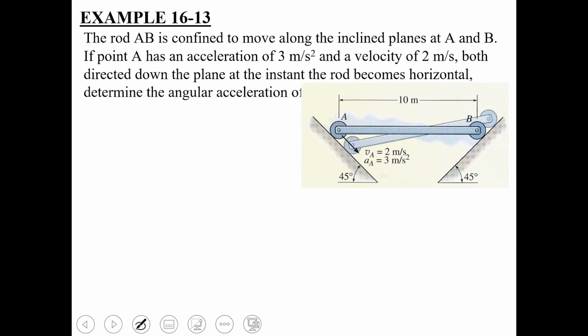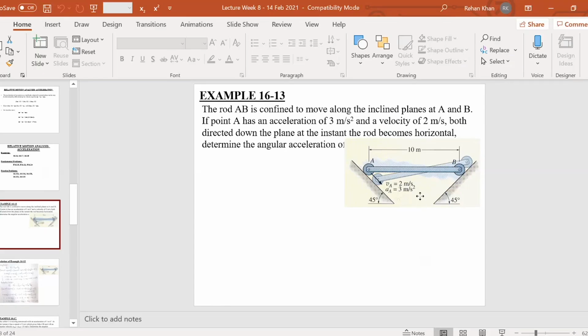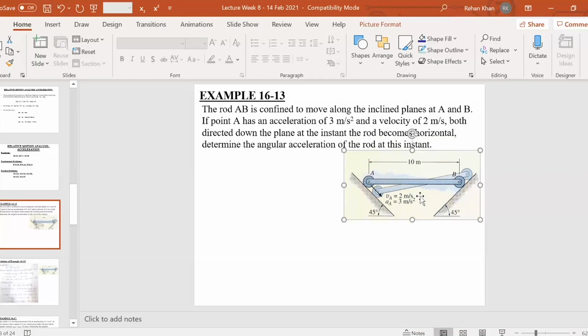Okay, starting with example 16-13. Can you see the figure of example 16-13? Yes. थोड़ा सा wording इसमें मिस हो गई है, मैं इसको नीचे कर लूँ.